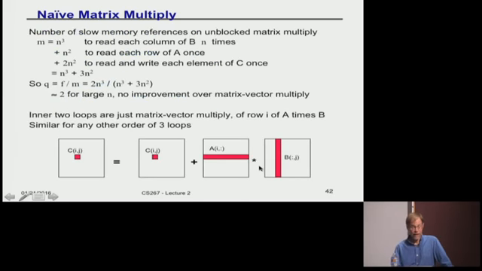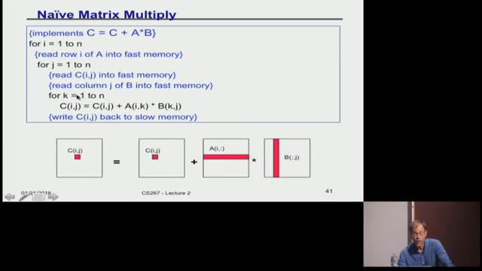That's where the problem is. So let me count. I've had to read each column of B n times. Let me come back here. I read a column of B into fast memory, so that's n reads. It's inside these two nested loops, so how many times do I read it? It's n times n times n. That's n cubed reads of entries of B.